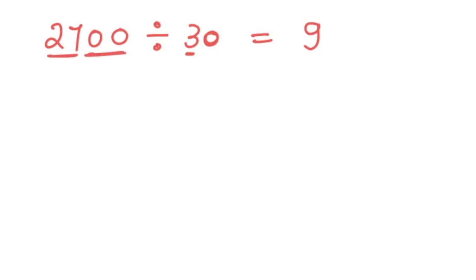In that case, one zero is cancelled with one zero. So how many zeros are left? It's 1. Let's do it with another method.